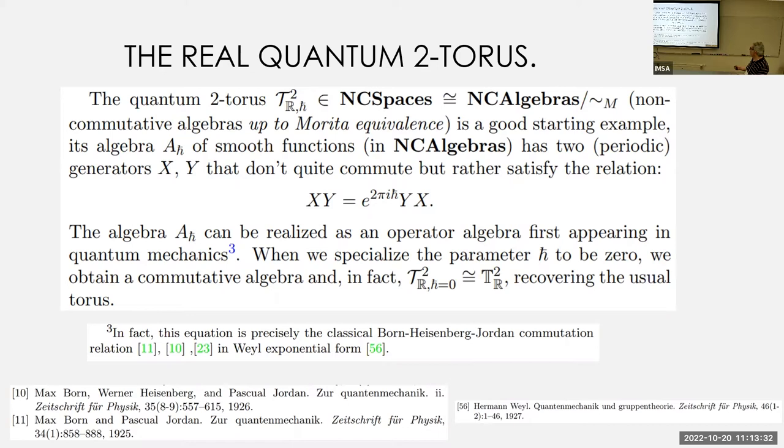The algebra can be realized as an operator algebra appearing in quantum mechanics. In fact, it does appear in the famous papers of Max Born, Werner Heisenberg, and Pascual Jordan, for which Born and Heisenberg got the Nobel Prize, though not Jordan, from 1925 and 1926. When we specialize the parameter h bar to be zero, we want this quantum torus to become the ordinary torus. The way I'm writing this, it appeared in Lie algebra notation in those papers; it was Weyl who wrote this equation for the first time, in his 1927 work on quantum mechanics and group theory. So it's there in Hermann Weyl, 1927, and this non-commutative algebra is very important in physics.